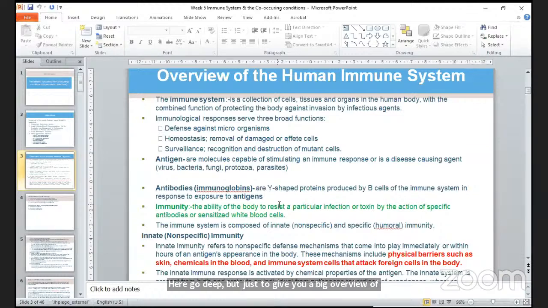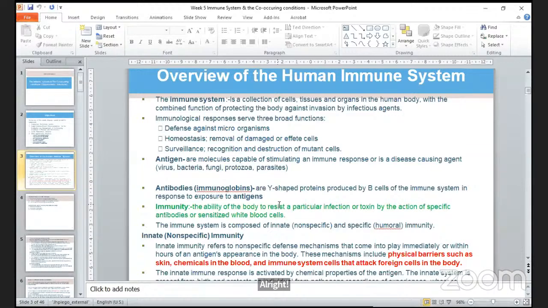The immune system is normally a collection of cells, tissues, and organs in the human body with the combined function of protecting the body against invasion by diseases. So these are several cells, tissues, and organs with a combined effect of protecting the body against diseases.